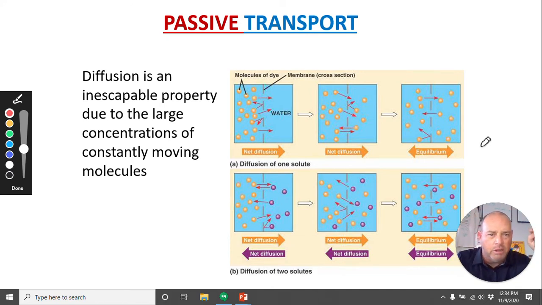But then a molecule of dye will go back this way, and then one will go this way. But it's more of a one for one than it is like everybody get to your side and stop, because things constantly kind of move about. Okay, so really dynamic equilibrium is probably a better term. And then down here, they're showing you the same thing with both the orange dots and the purple dots, and as long as they can go across, then you'll have both of them trying to get themselves equal.